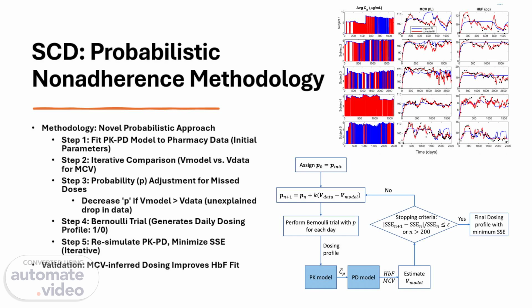Step 4. A Bernoulli trial was used to generate a daily dosing profile based on this probability. Step 5. We then re-simulated the PK/PD model iteratively to minimize the sum of squared errors. SSE validation showed that this inferred dosing significantly improved the HbF fit, demonstrating the utility of our probabilistic method in accurately estimating real-world adherence. The flowchart visualizes this iterative process.